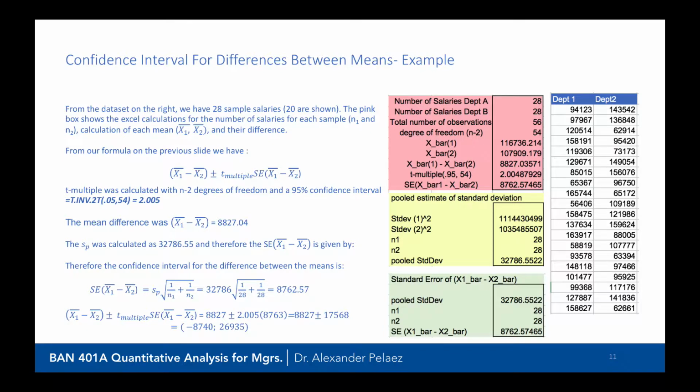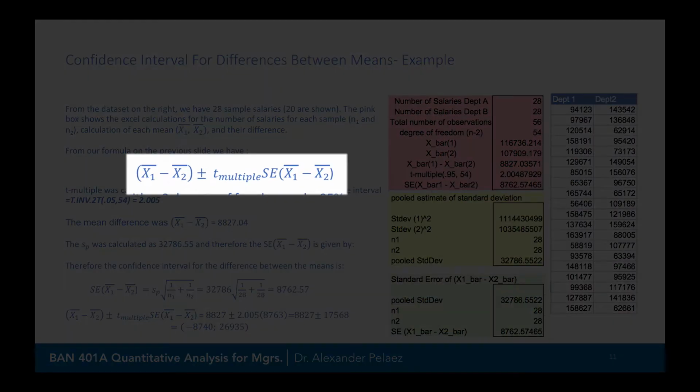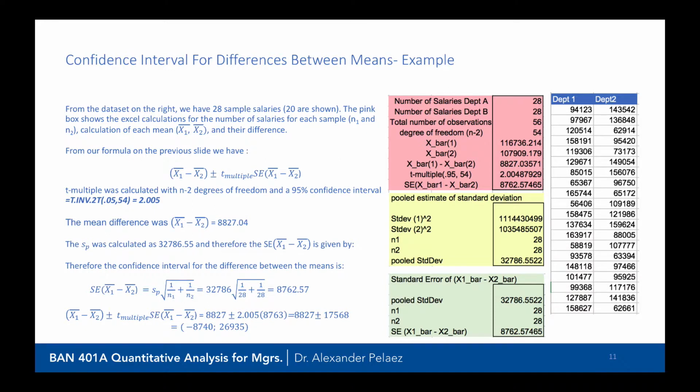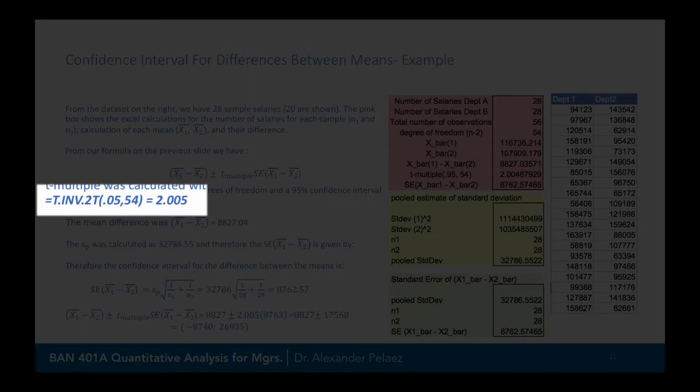Now, from the previous slide, we saw that the confidence interval was given by x1 bar minus x2 bar, plus or minus the t multiple, times the standard error of the difference itself. The t multiple is now calculated with n minus 2 degrees of freedom and a 95% confidence interval. So we're going to use, again, the equals T.INV.2T for the two-tail, and we do 0.05 because we want 0.05 of the curve underneath those two tails. And so it's going to be comma 54 for the degrees of freedom.